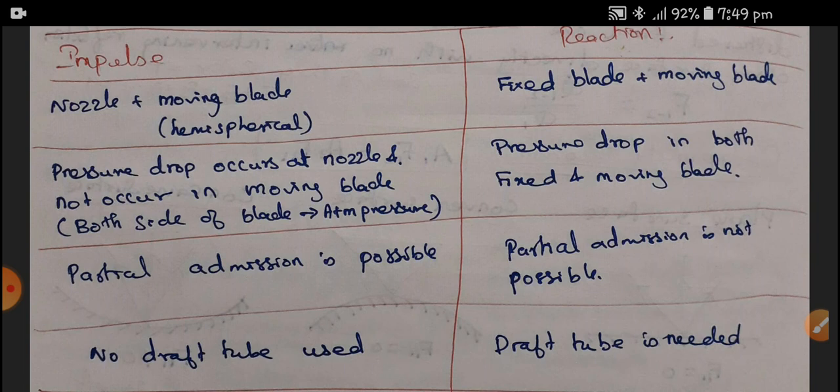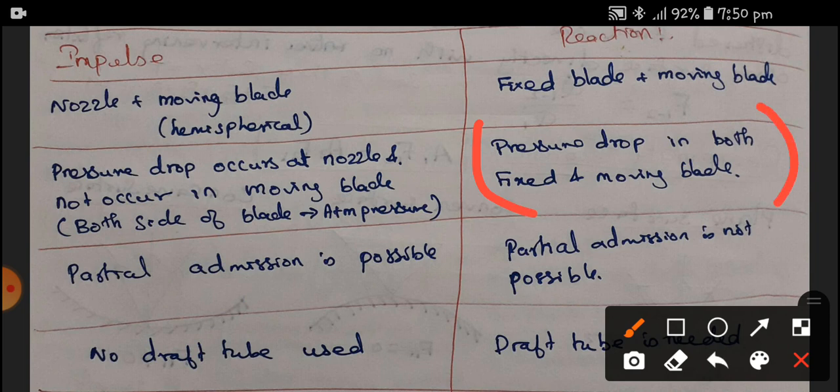The moving blade is hemispherical in shape, like a spoon in structure, which has the capacity to handle high pressure and high velocity. Whereas reaction turbines consist of fixed and moving blades. In an impulse turbine, the pressure drop occurs across the nozzle, whereas the pressure on both sides of the blade is equal to atmospheric pressure. In the reaction turbine, the pressure drop occurs in both the fixed and moving blades.